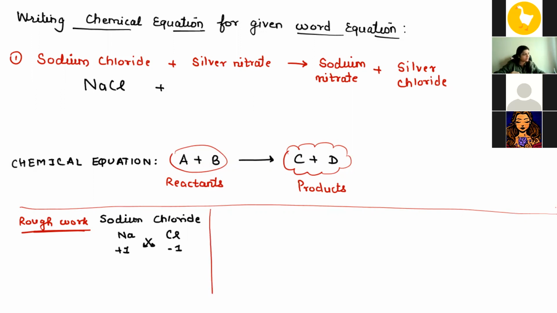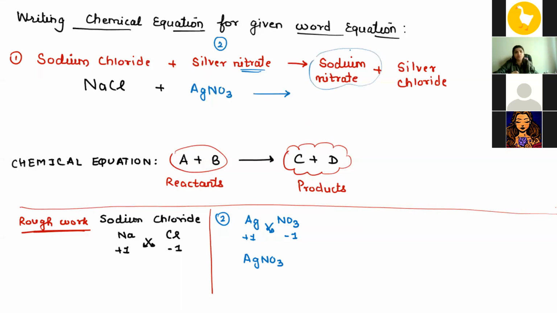Now let's go for silver nitrate. The second one, silver nitrate. What is the symbol for silver? Ag. What is the symbol for nitrate? NO3. Valency of silver from the valency chart, +1. Valency of nitrate, -1. Crisscross, we get AgNO3. So NaCl plus AgNO3 is giving you, what is it giving you?